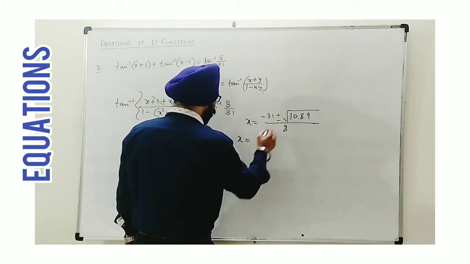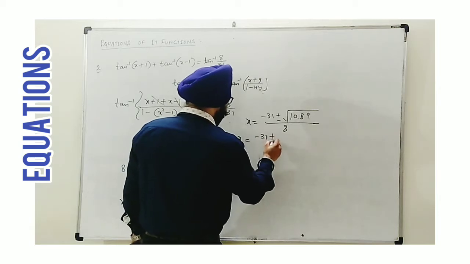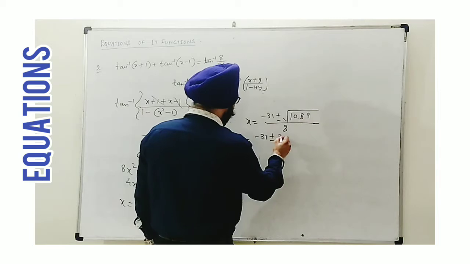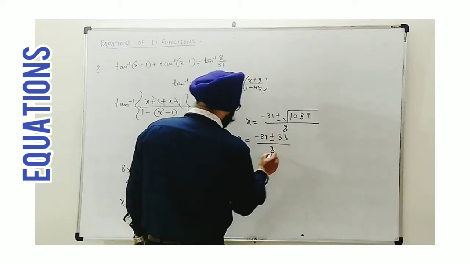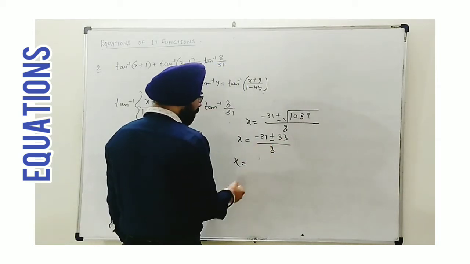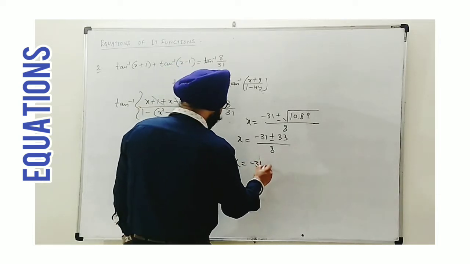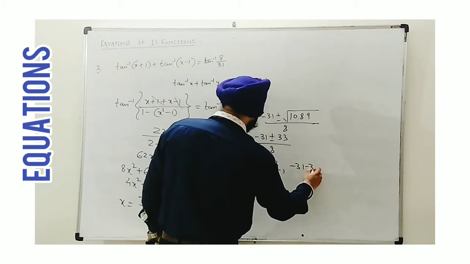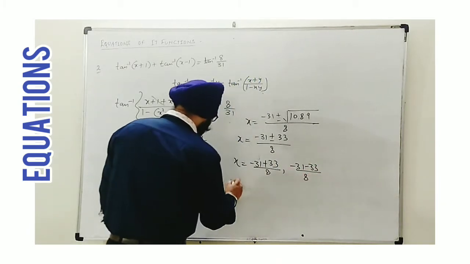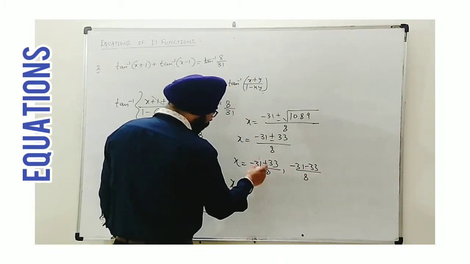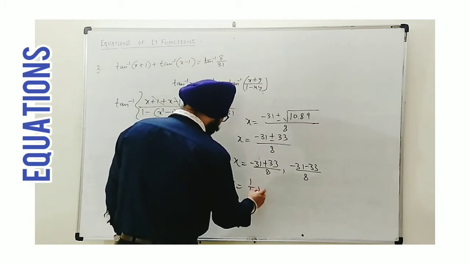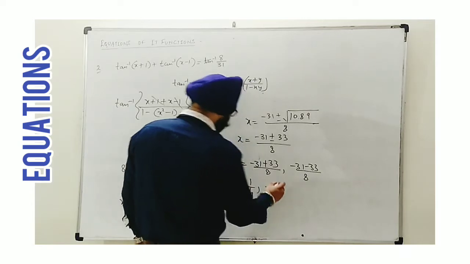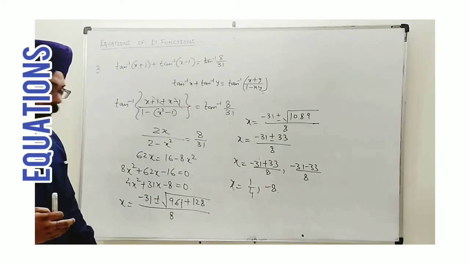x is equal to minus 31 plus minus the square root of 1089, which is the square of 33, upon 8. So x is equal to, taking plus minus, minus 31 plus 33 upon 8, comma, minus 31 minus 33 upon 8. Simplifying, x equal to 33 minus 31 is 2, 2 by 8 is 1 by 4, comma, 31 plus 33 is 64, so minus 8. We have two answers, 1 by 4 and minus 8.